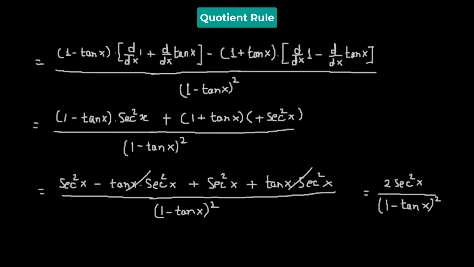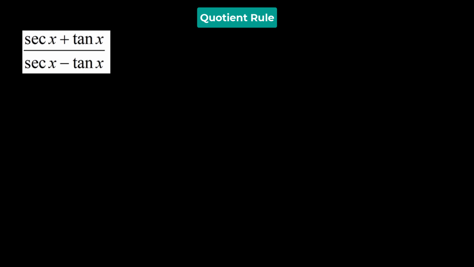So let's move on to the next question. Here we have the function secant of x plus tangent of x whole divided by secant of x minus tangent of x. We need to find its derivative with respect to x. But before finding the derivative, we are going to simplify this given trigonometric function by converting the secant function and the tangent function to sine and cosine. So let's see. We have secant of x. Secant of x is the reciprocal of the cosine function.